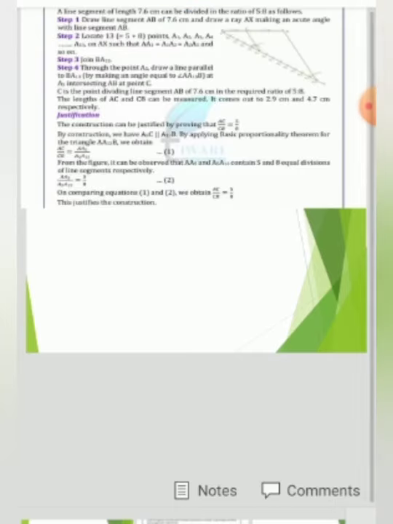Draw a line segment. What's the question? Draw a line segment of length 7.6 centimeter and divide it in the ratio given, and measure the two parts. It's very simple. Okay, I'll just show you the answers directly, and then I'll explain. A line segment can be divided. It's given that we need to divide it in the ratio 5:8, right?